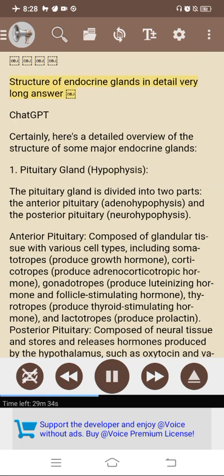Structure of endocrine glands in detail. Certainly, here's a detailed overview of the structure of some major endocrine glands. 1. Pituitary gland. The pituitary gland is divided into 2 parts: the anterior pituitary (adenohypophysis) and the posterior pituitary (neurohypophysis).